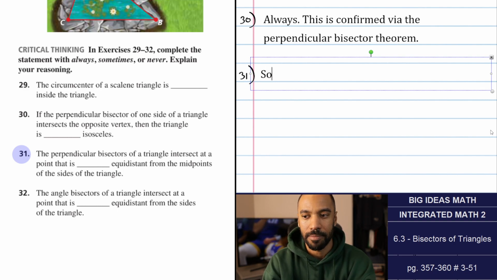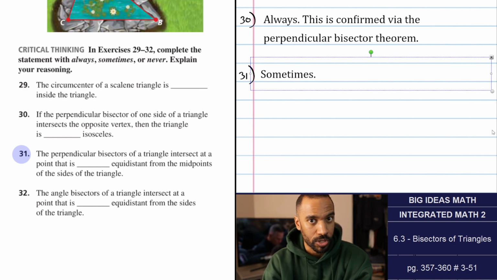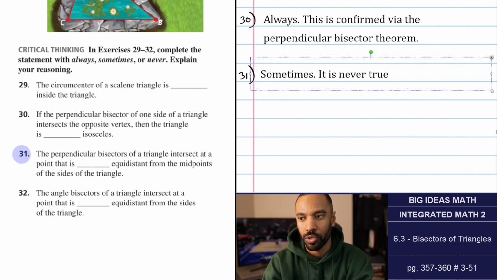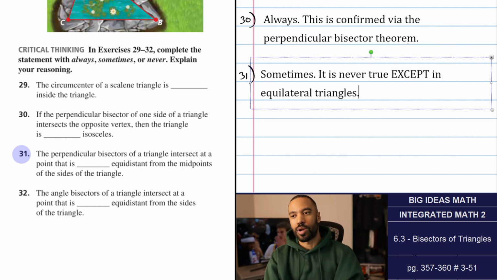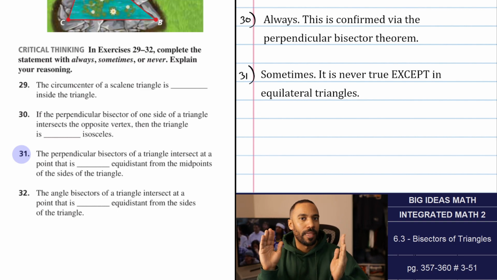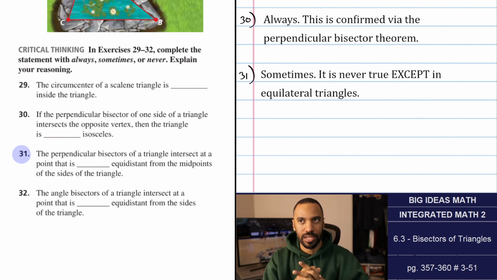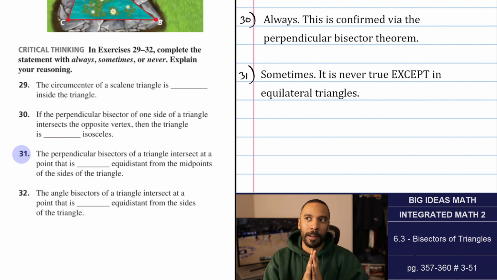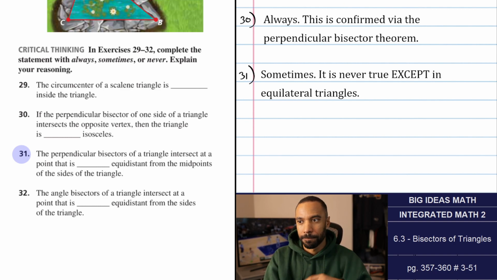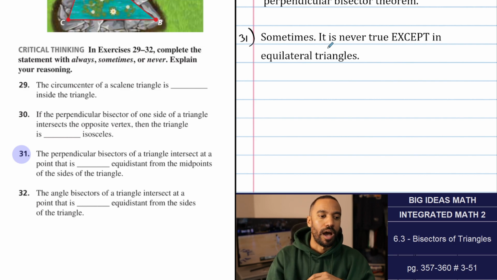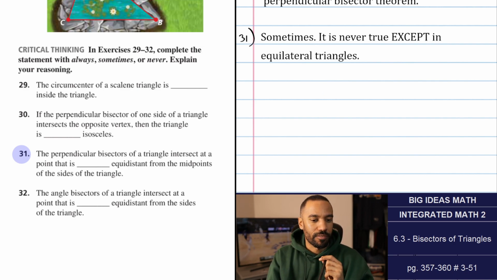But we'd look for that case to say from the vertices of the triangle. So this is a sometimes case, and that sometimes is very particular to only one exception. It is never true except in equilateral triangles. I think we saw that. If you saw me do the compass construction with the equilateral triangle and saw that the incenter was the same as the circumcenter, then it would have equidistance. No other situation does that happen, but keep in mind a circumcenter is equidistant from the vertices, not the midpoints.